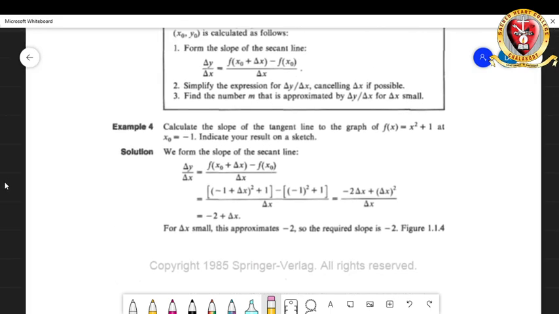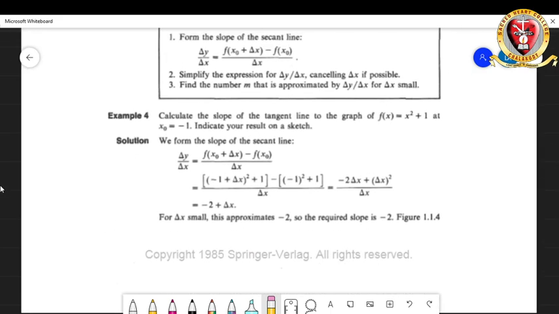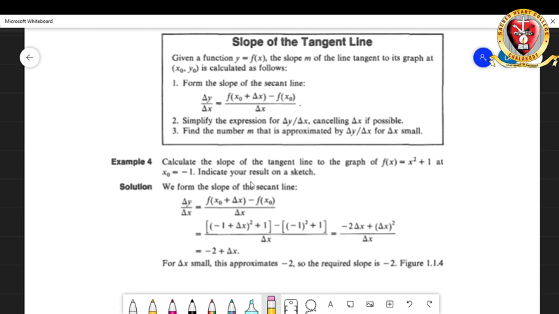So to illustrate this, let's see an example. In this example, you have to calculate the slope of the tangent line to the graph. You are given a graph of the function f of x is equal to x square plus 1 and you are given the point at x naught is equal to minus 1. Indicate your result on a sketch. We are asked to draw the sketch also.